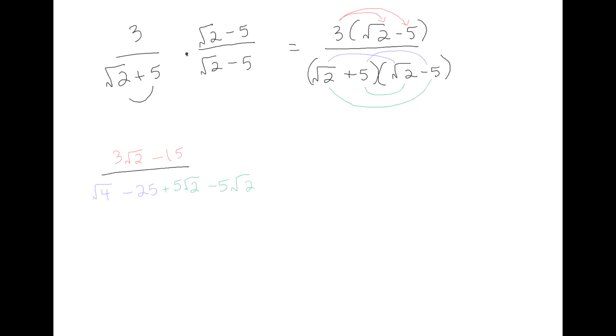And what that does is it gets rid of your square root problem. So plus 5 square root of 2 minus 5 square root of 2 cancels out both of those. Square root of 4 is 2 times 2, so the 2 comes out of the square root sign. So now on the top, I have 3 square root of 2 minus 15. And on the bottom, I have 2 minus 25, which is negative 23.